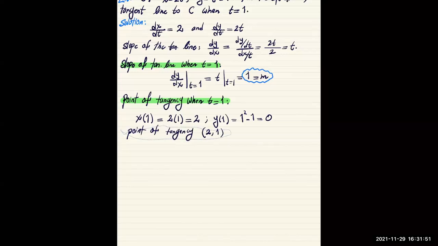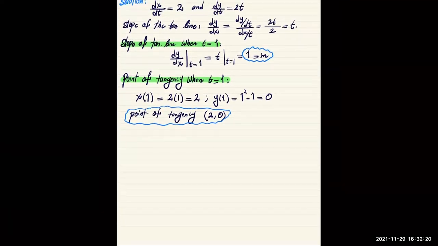So this means that at the moment when t is equal to 1, if this is motion, the particle is at 2, 0. Yes, indeed. Let me fix that. We have our point, we have the slope, and now we can find the equation of the line.